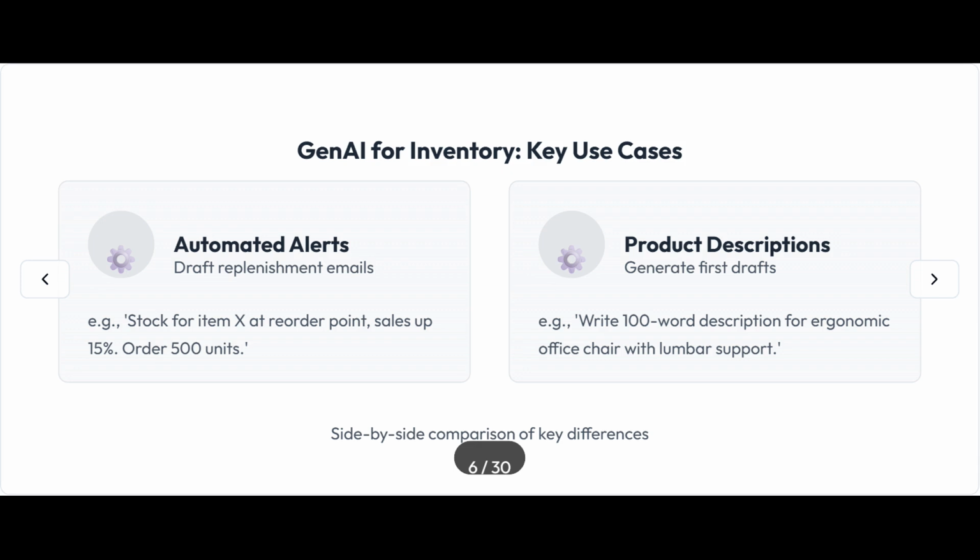point. Sales velocity is up 15% this month. Please create a purchase order for 500 units to maintain 4 weeks of supply." For generating product descriptions, when new products are added, GenAI can create consistent first drafts for your internal systems based on specifications. For example, "Write a 100-word product description for an ergonomic office chair. Key features: lumbar support, mesh back, adjustable arms, 5-year warranty."